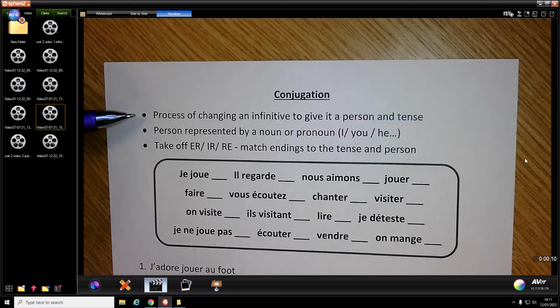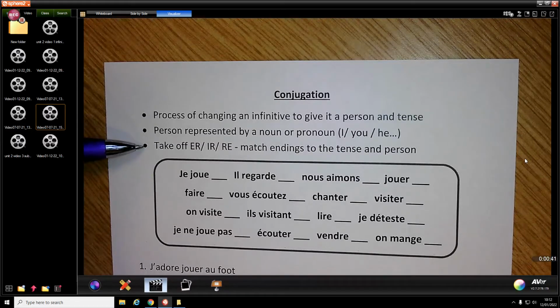Conjugation is the process of changing an infinitive verb to give it a person and a tense. If you are still confused about infinitives, go back and watch the first video of Unit 2 to remind yourself what an infinitive is. So conjugation is the process of changing an infinitive and giving it a person and a tense. The person is represented by a noun or a pronoun, such as I, you, he, or she.